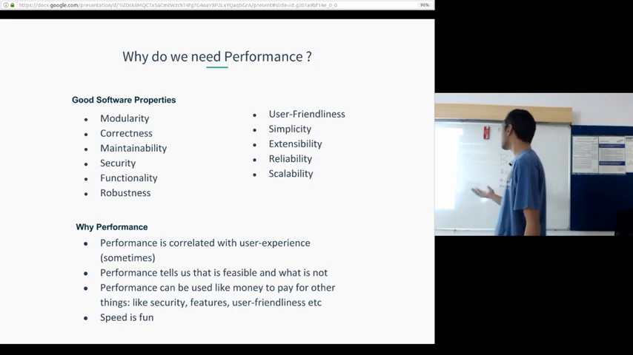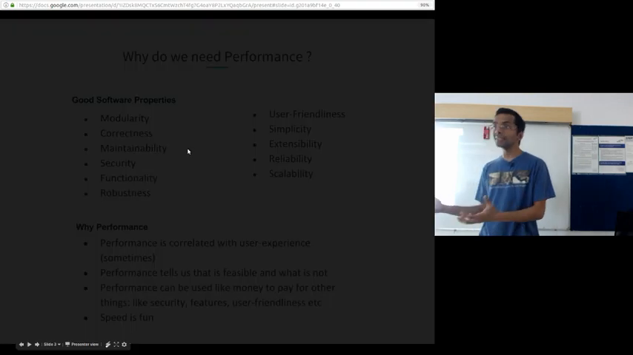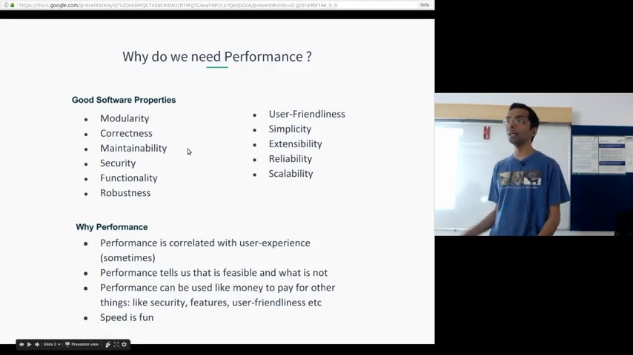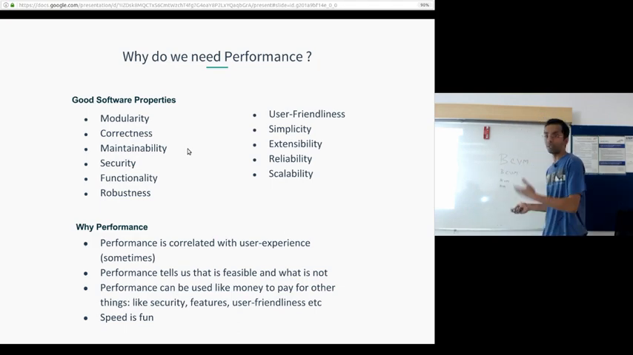It also tells us what is feasible and what is not feasible. Because of all these reasons, performance is very critical in any software that we develop. And obviously speed is fun as well.